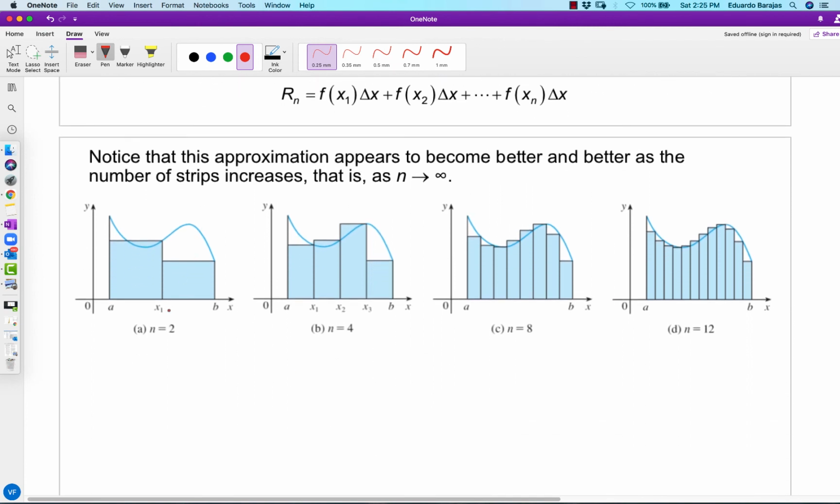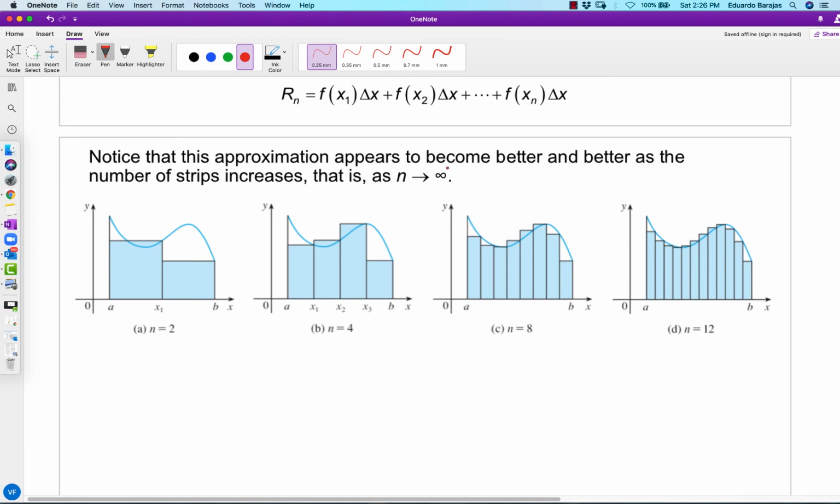Okay, so we can see that if we let n equal 2, we have two rectangles. Here are our approximating rectangles. The sum of these two blue rectangles gives us one approximation of the area underneath the curvature. If we use 4 rectangles, then the sum of these 4 rectangles gives us a better approximation than before, but still not great. And as we use 8 rectangles, we get a better approximation. As we use 12 rectangles, we get an even better approximation. So just like earlier, as n goes to infinity, we'll get better and better approximations.